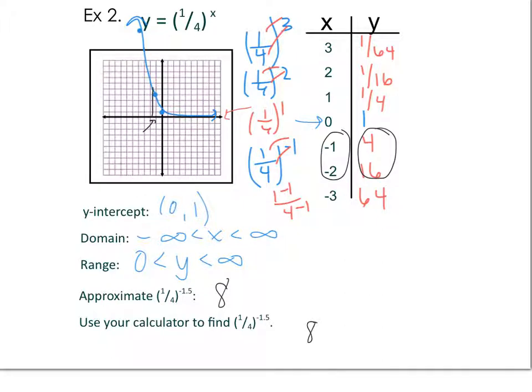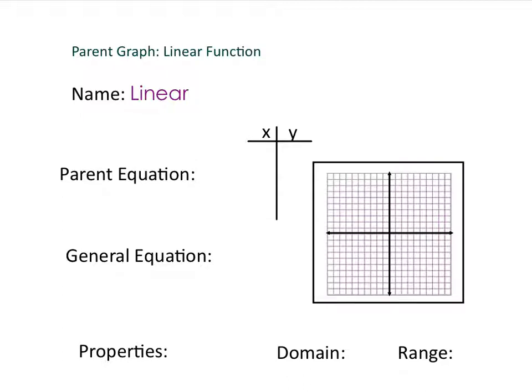And if we look at our table, we could see here negative 1/2 could be very, very close to being 8 as well. So that's how we know that we're right.